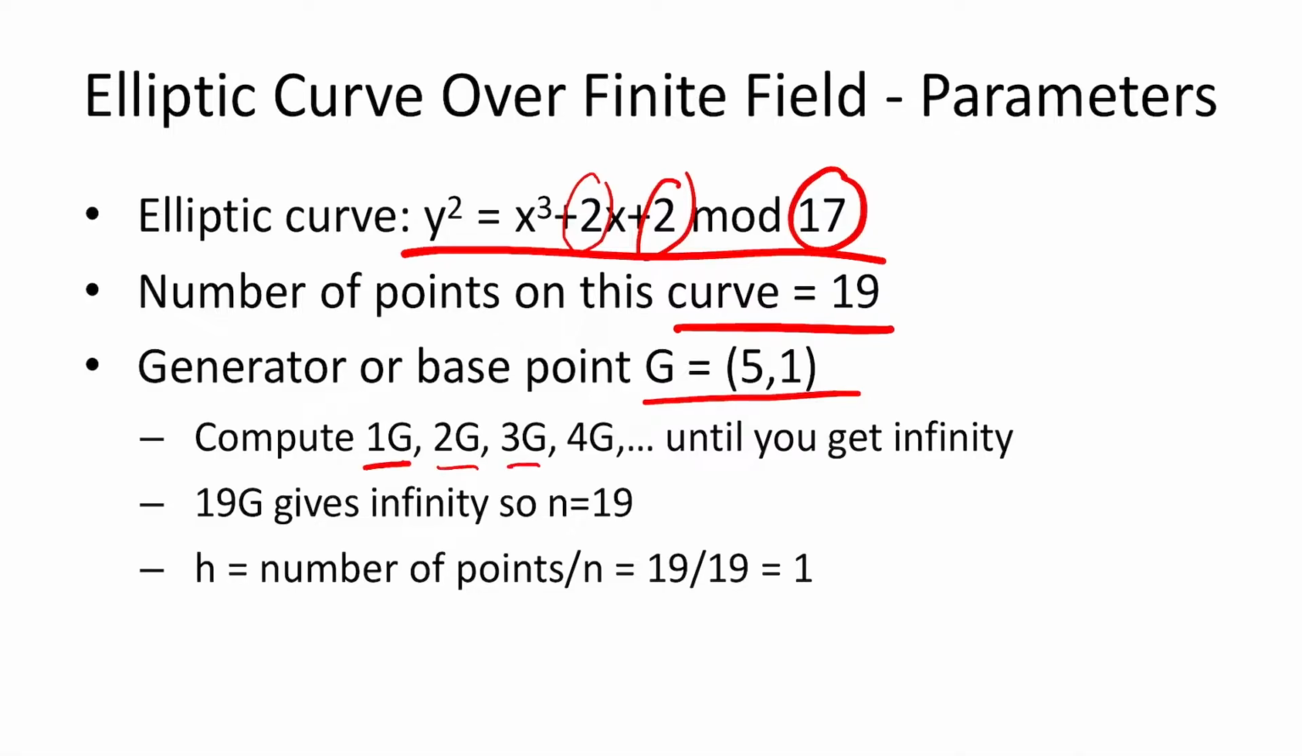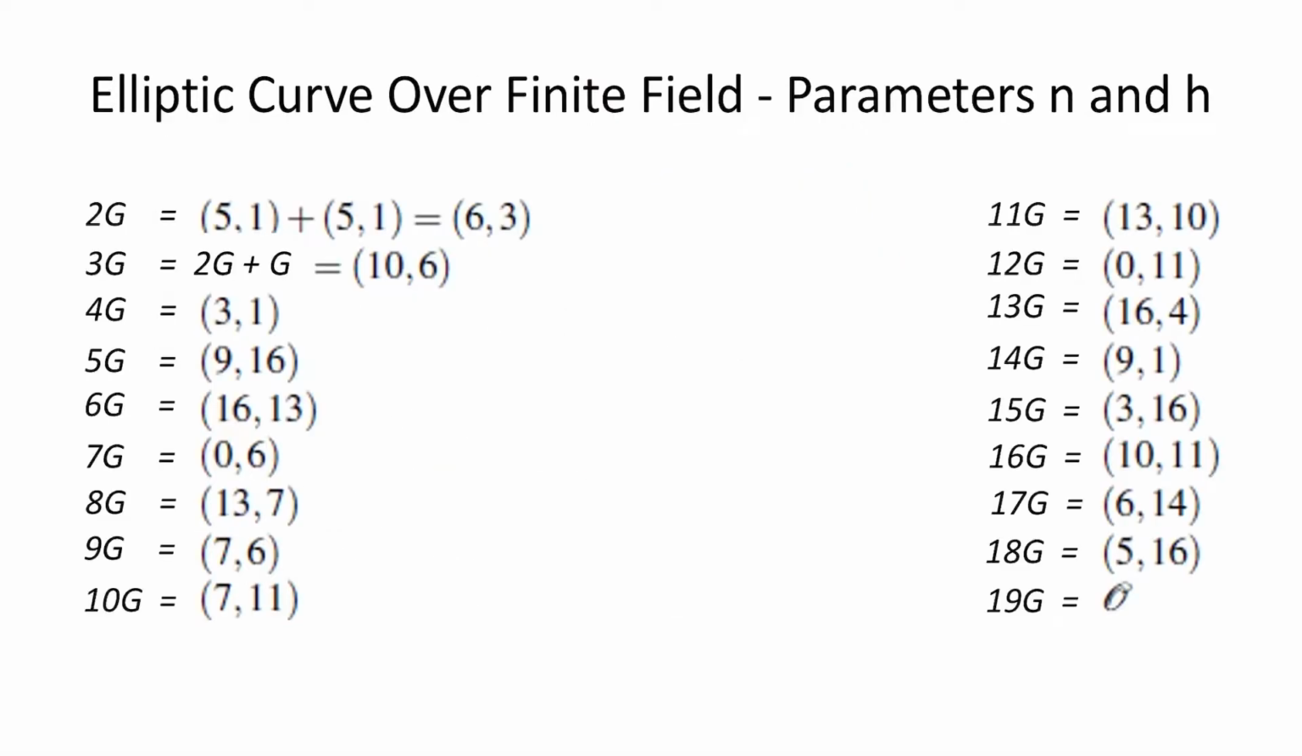To find n, we will compute 1G, 2G, 3G, 4G until we get a number which, when multiplied with G, gives us the infinity point. If you try this out, you will see that when you do 19G, the resultant value is infinity. This means our n value is equal to 19. This is the smallest number which, when multiplied by the generator point, gives us the infinity point. And so our h parameter is 1, because we get it by dividing the number of points in our finite field, which is 19, by n, which is also 19. So this gives us 1.